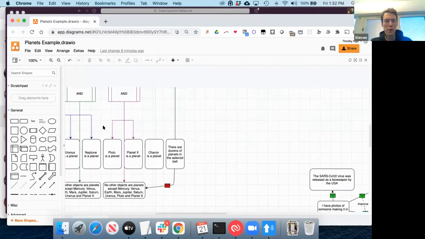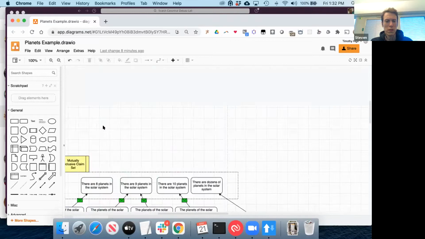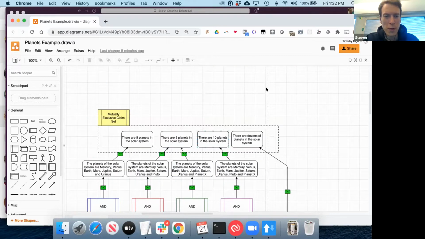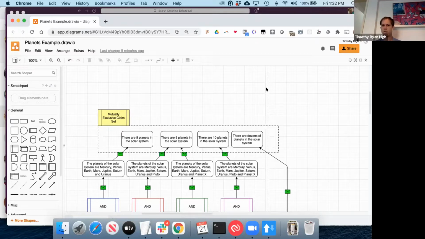Can I tell you how it will become readable? People express their opinions on these claims. People express whether or not Pluto is a planet. They express whether Planet X is a planet. They express whether all the other planets in the solar system are a planet. Yes, but they're also going to express whether the planets of the solar system are Mercury, Venus, Earth, Mars, Jupiter, Saturn, Uranus, and Pluto.